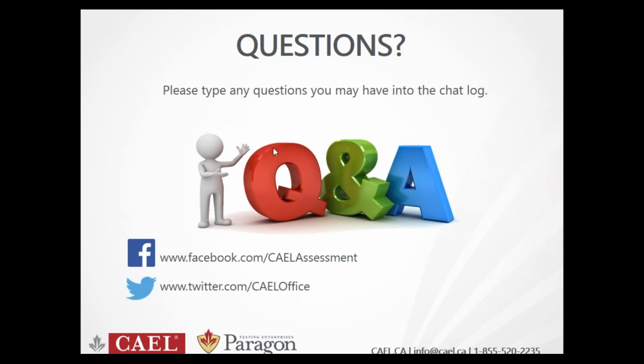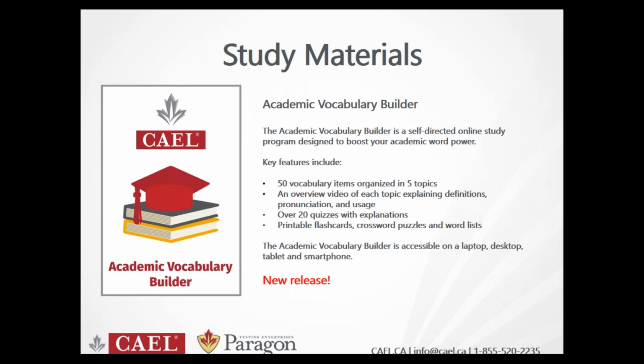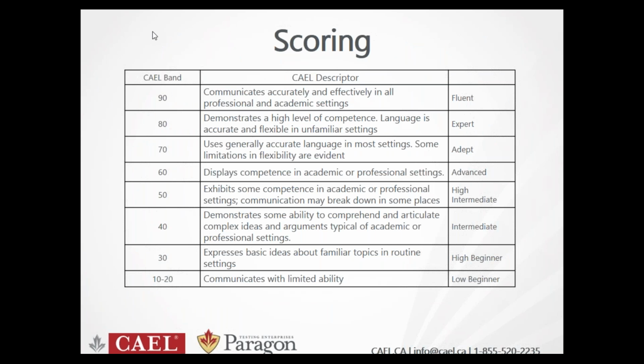Mohammed's asking, 70 points are considered at what level? I can actually go back to that slide for you, Mohammed. So that's going to give you an idea of what we would say a score of 70, for example, would translate into. We would say that that means that you're able to use generally accurate language in most settings, and that some limitations and flexibility are evident, and that would translate into adept. Hope that helps, Mohammed.